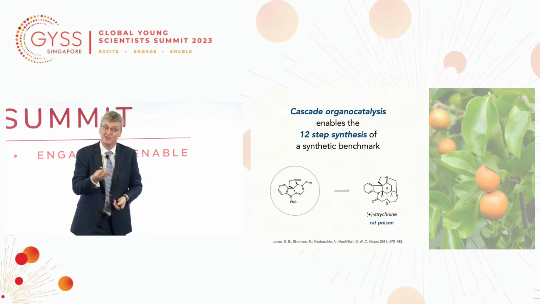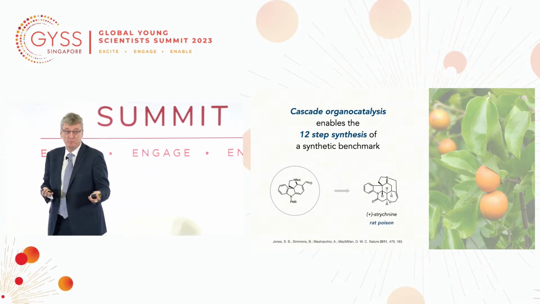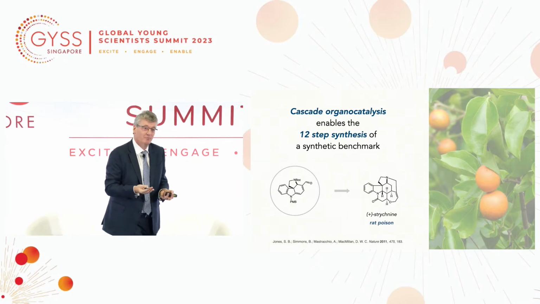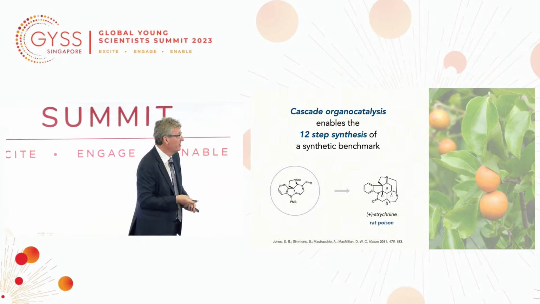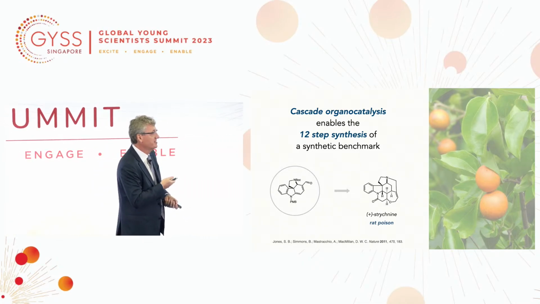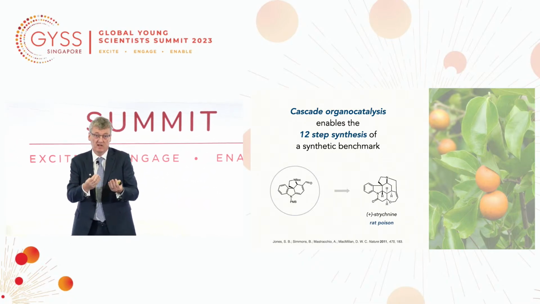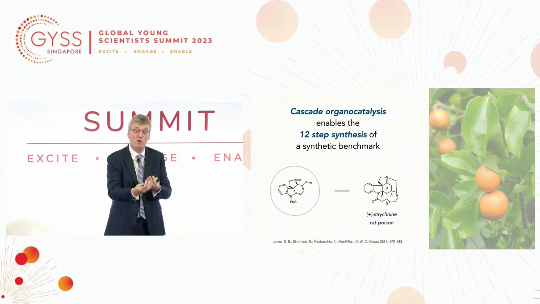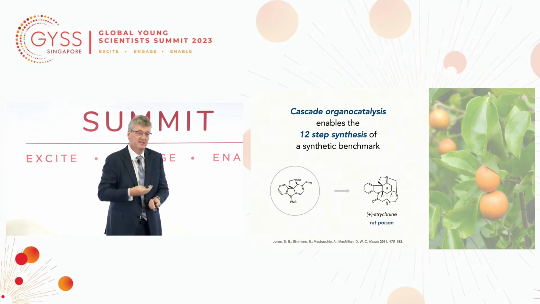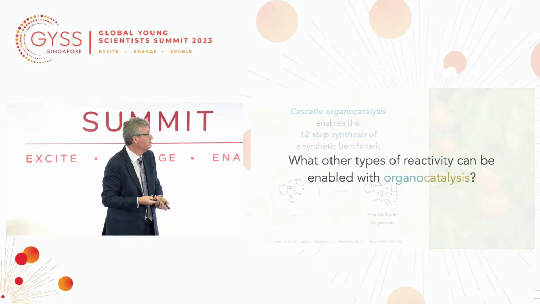This was the fastest known synthesis of strychnine, which you probably know as rat poison. You're probably wondering, why did we want to make rat poison? Well, strychnine, for organic chemists, is a very famous benchmark, which people use to evaluate their technologies in terms of how quickly you can make it. And this was the fastest known asymmetric synthesis of it.